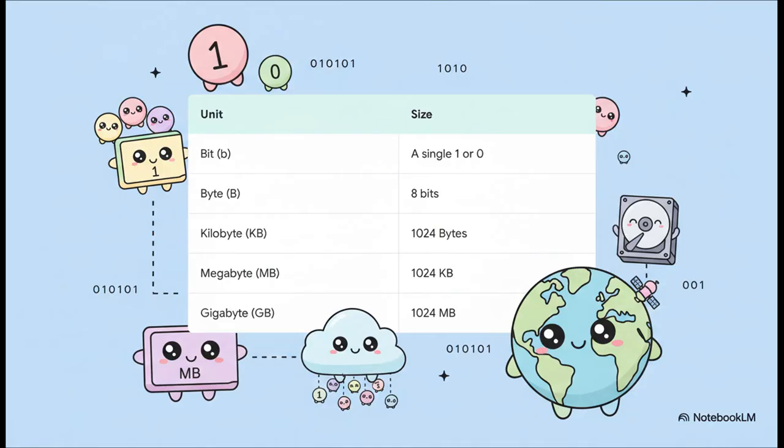And here's how that ladder builds. We start with that single bit. Then you group 8 of them together and you get 1 byte. Now from there, things get a little weird. We scale up in multiples of 1024, not a nice round 1000. That's just because computers think in powers of 2. So 1024 bytes make a kilobyte, 1024 kilobytes make a megabyte, and so on up the chain. This is the system that lets us make sense of the absolutely massive scale of our digital world.